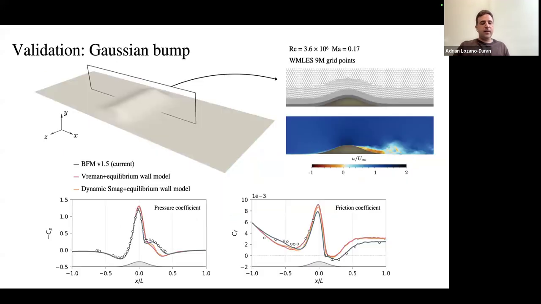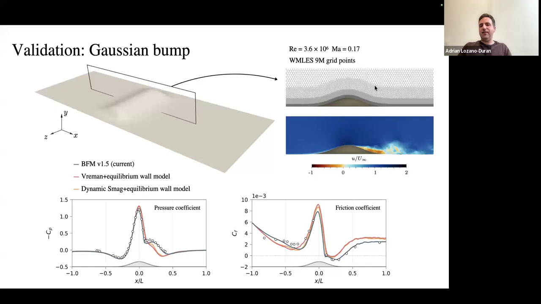Next one is more interesting. So this is a case that is very challenging and people from the CFD community really like a lot. It's a bump that has a Gaussian shape. And the interesting part of this problem is that you have separation. It's a smooth body separation. It's difficult to capture. So this is a high Reynolds number, but low Mach. I'm showing here how the grid looks.